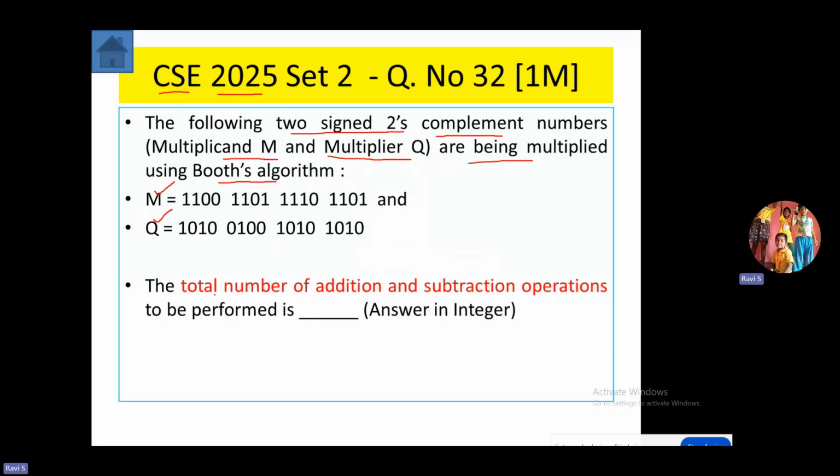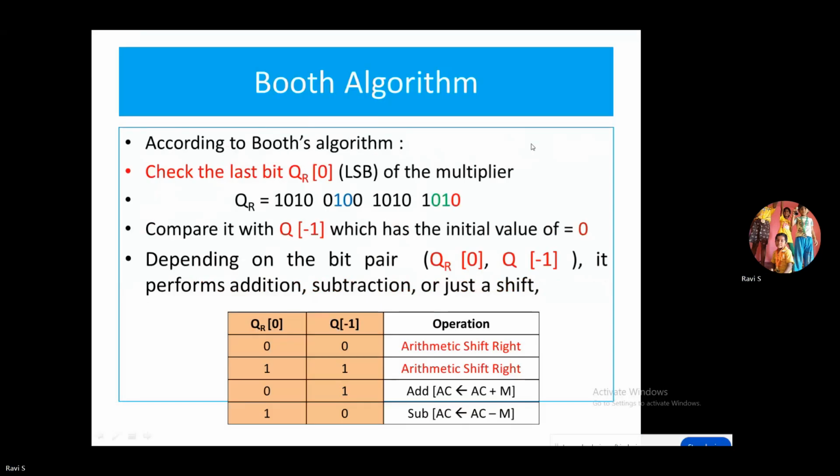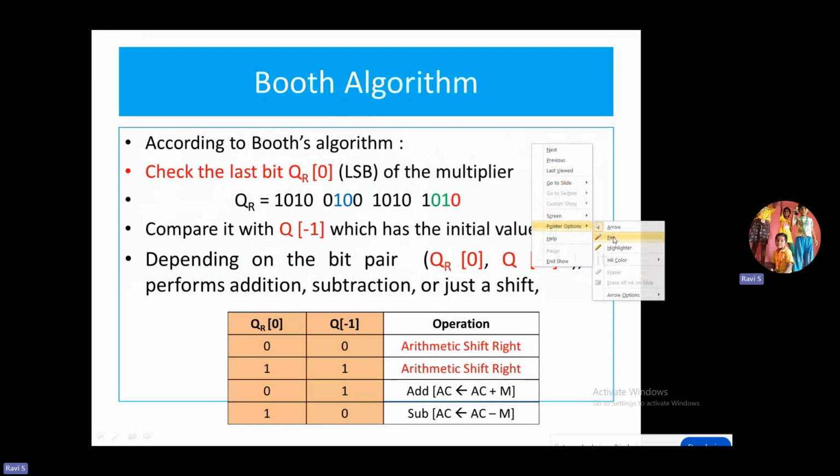The question is, how many addition and subtraction operations are required to find the result? They are not bothered about the end product. They are asking you to find only the total number of addition and subtraction operations. To do that, we need to understand the basic idea behind Booth algorithm.